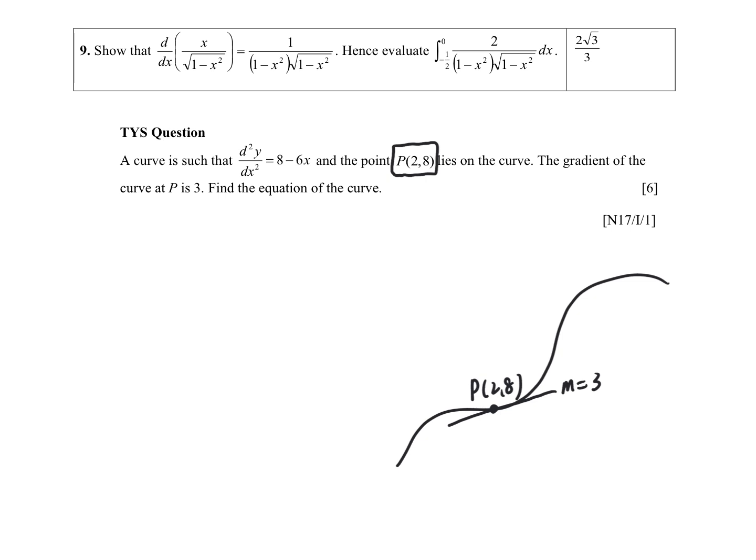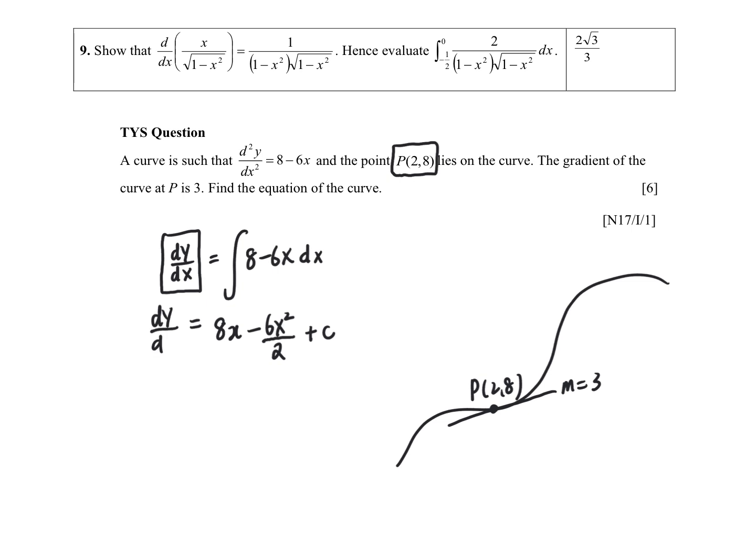So what do you think is the first step? If we integrate one time, what do we get? First we get dy dx. So if we integrate this, we get 8x minus 3x squared divided by 2, and then you have a plus c. So this is your dy dx.